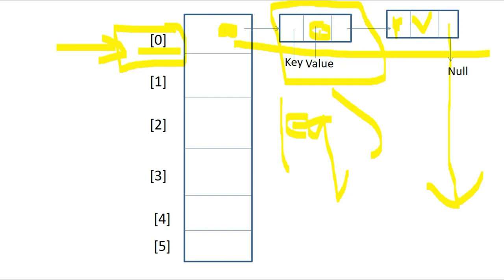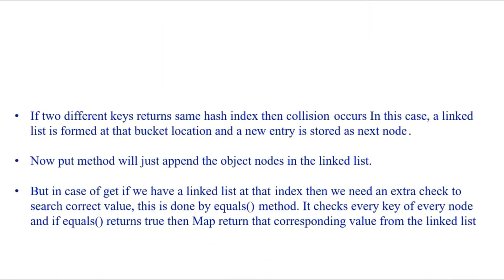But if it says the key is different from the one you are searching for, it will go to the next node, and so on. It will keep going to the next node in the singly linked list until equals returns true when the key matches, and the value is returned by the map. So this is how a key value pair gets into the hash table and gets retrieved from the table.